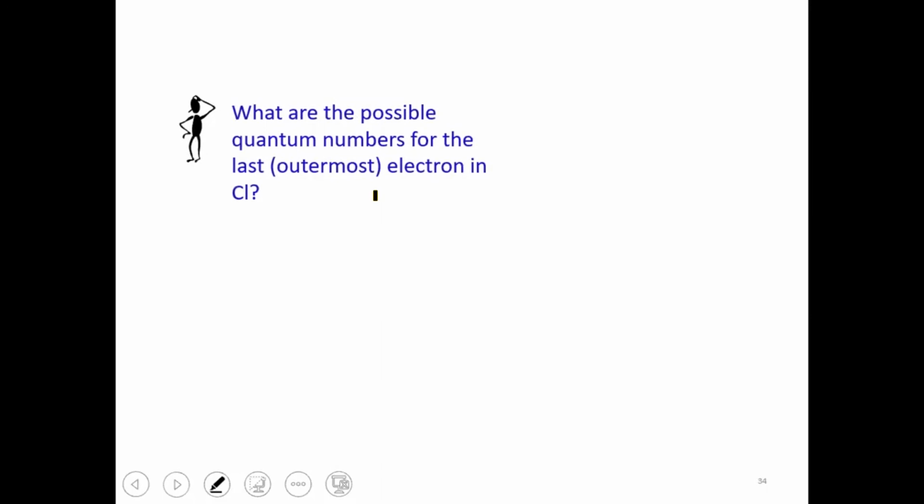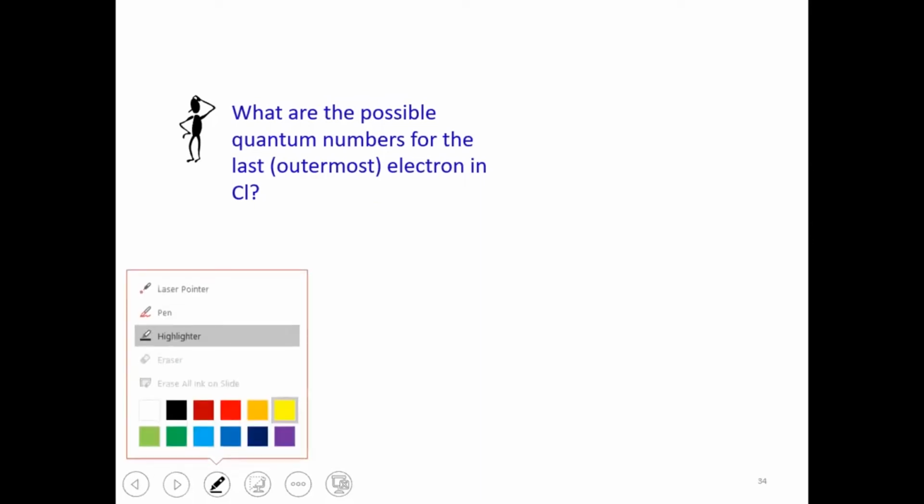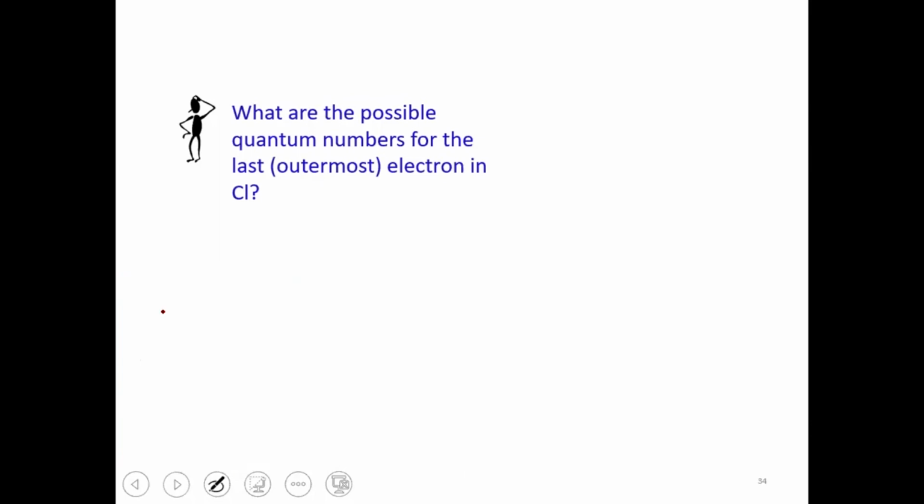What would be the possible quantum numbers for the last, the outermost electron in chlorine? In other words, if I were building the Aufbau diagram of chlorine, when I put that last electron in there, what could be some possible quantum numbers? All right, so let's play with this for a moment here.